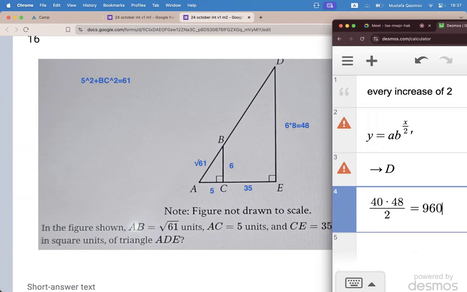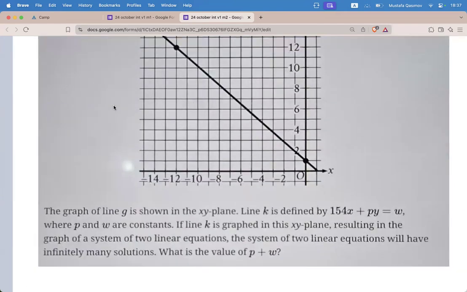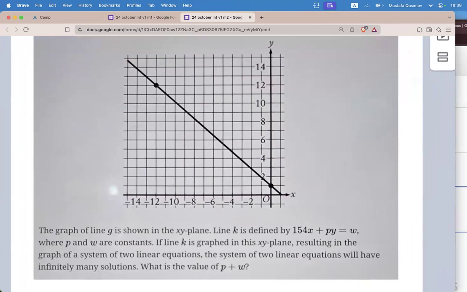Okay. Any question? Okay. This question, we also look at this question once.